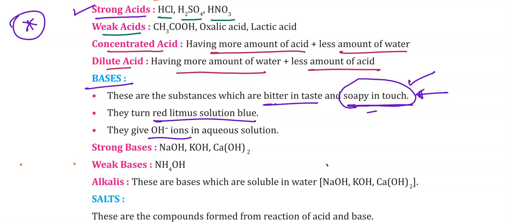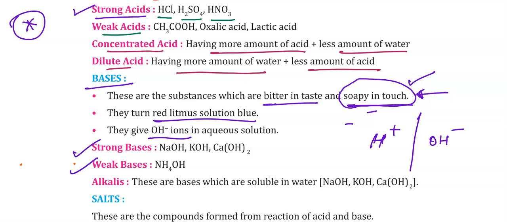So which ions are they going to produce? OH minus, that is hydroxide ions. Hydroxide ions are going to be produced. Okay, इसमें कौन से ions form होंगे? OH minus ions are going to form. Remember children, the major difference between acid and base here: in acids they produce H plus ions, in bases they produce OH minus ions. This is one more difference between acids and bases. So bases are going to produce OH minus ions.